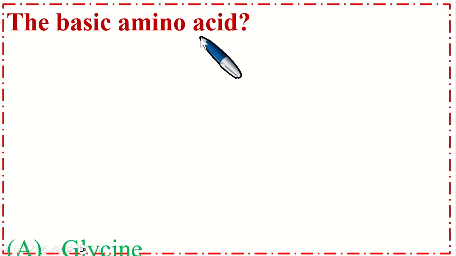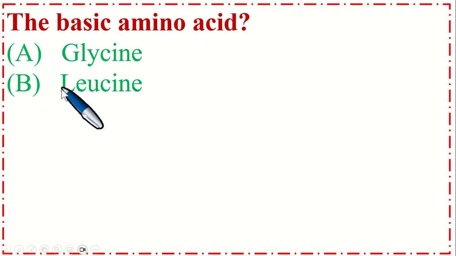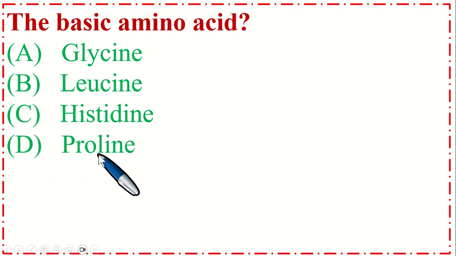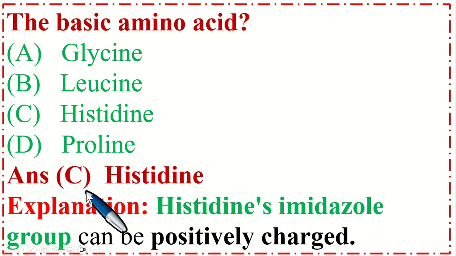The basic amino acid is option A glycine, B leucine, C histidine, and option D proline. So the correct option is C histidine. Histidine's imidazole group can be positively charged.